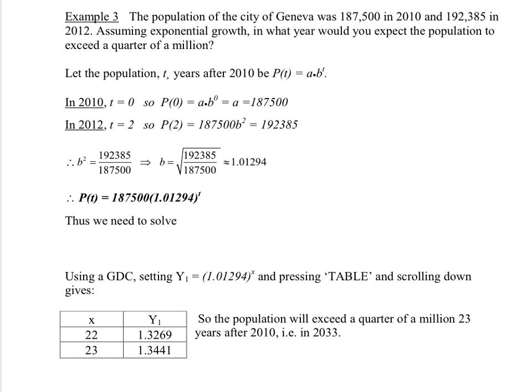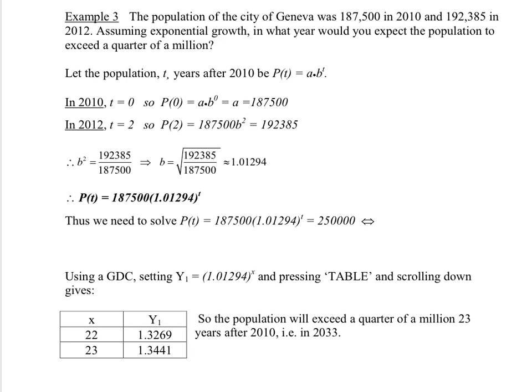So our equation in the end is going to be this thing here. We found our a, then we found our b. So this is our equation. Now we're not quite finished yet, because we've got to find out when, in what year we'd expect the population to be 250,000. So we need to solve this equation here. We need to solve the population equal to 250,000.